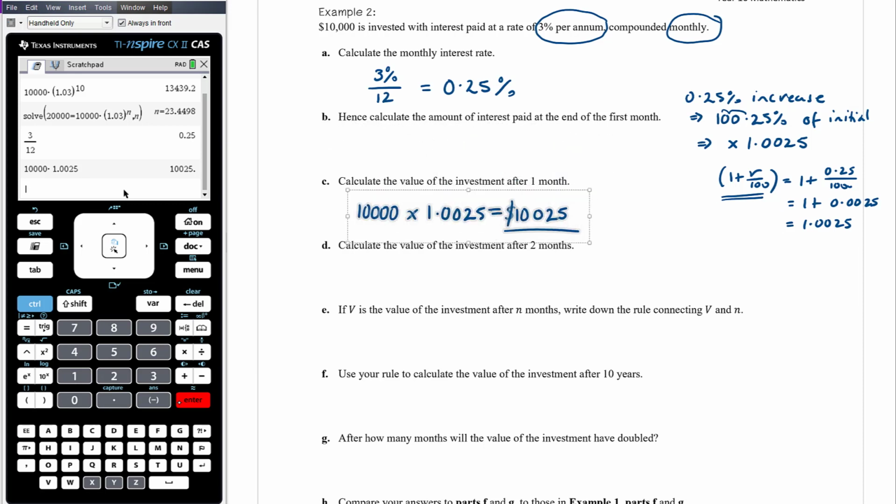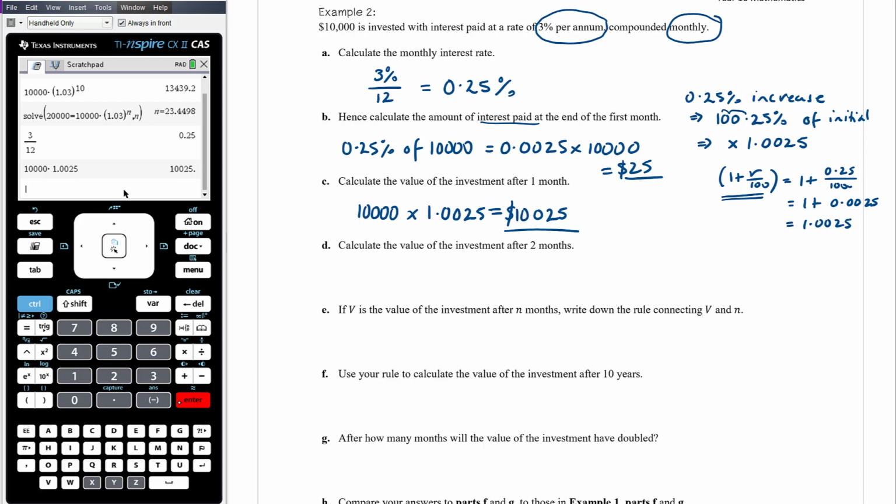If we wanted to just calculate the interest at the end of the first month, we would just be doing, sorry, not 2.5, 0.25%. So that's the interest of $10,000, which would be 0.0025 times 10,000, which is just the $25. Then adding that on tells us that at the end of 1 month we have $10,025.